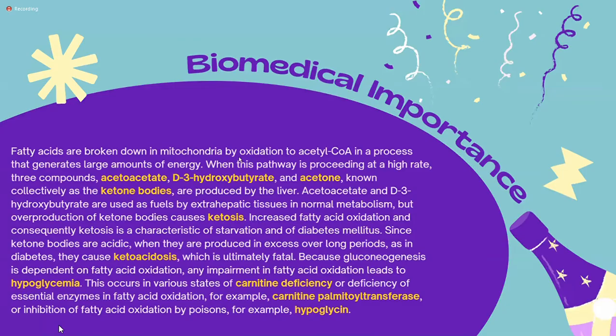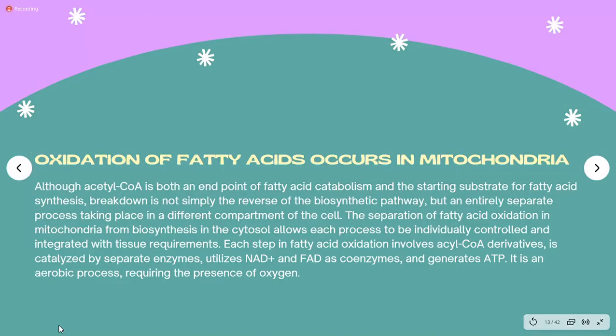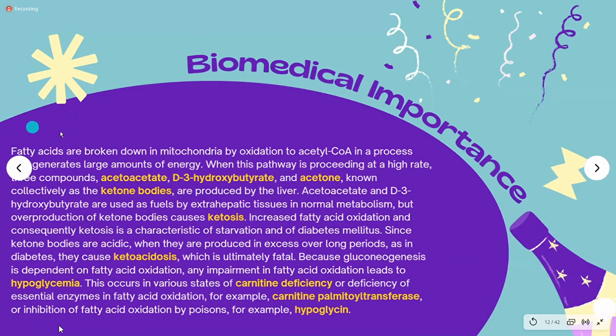Importance. What we had was just an overview. Fatty acids are broken down in mitochondria to acetyl-CoA and generate an amount of energy. When there is so much oxidation of fatty acids, you will form ketone bodies: acetoacetate, hydroxybutyrate, and acetone. Acetoacetate and hydroxybutyrate are used as fuels by extrahepatic tissue in normal metabolism.